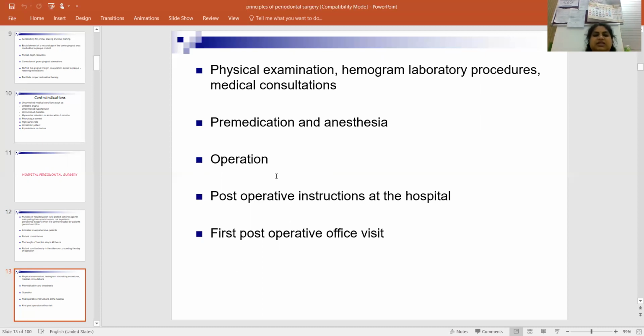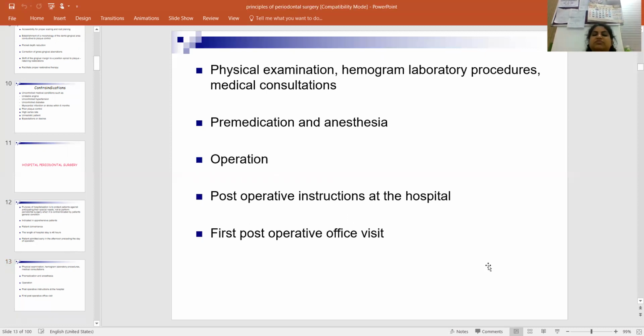Then the pre-medication and anesthesia, operation, post-operative instruction at the hospital, first post-operative visit, post-operative office visit. You need to check all those points during the consideration for the general principles of periodontal surgery. If the patient is very much apprehensive, you can pre-medicate with antihypertensive agents. If the patient has a high BP, you can use alprazolam or midazolam to reduce the anxiety, and the operation theater should be properly autoclaved and sterilized, and post-operative instruction is given.